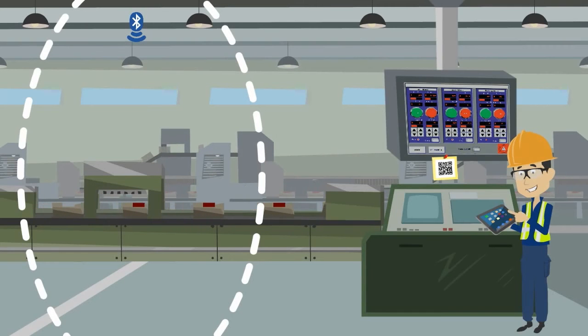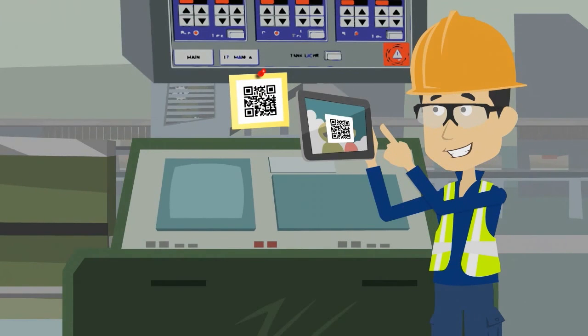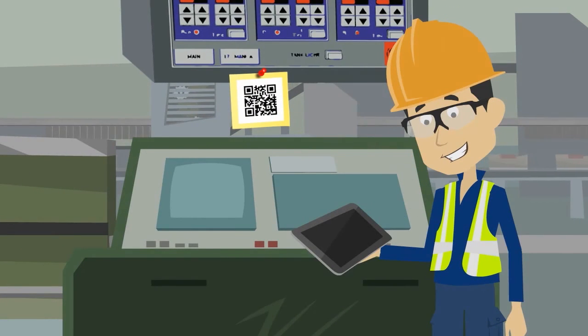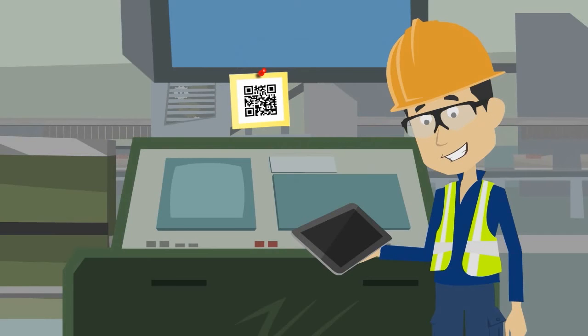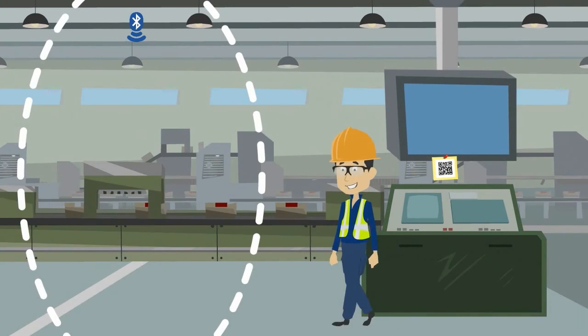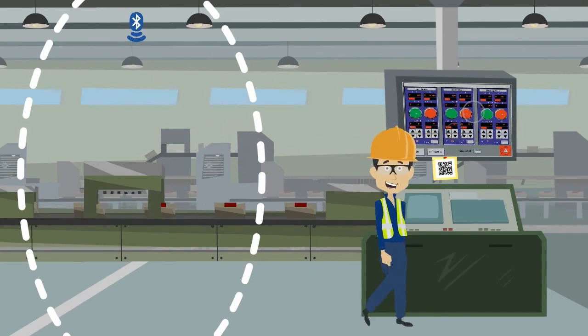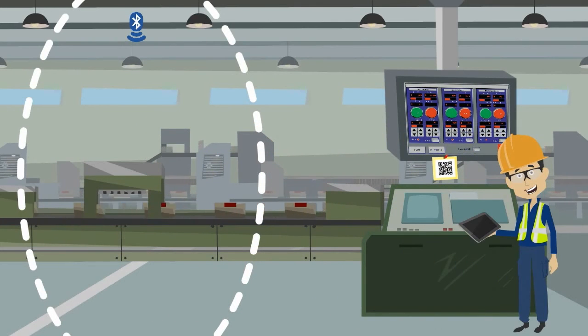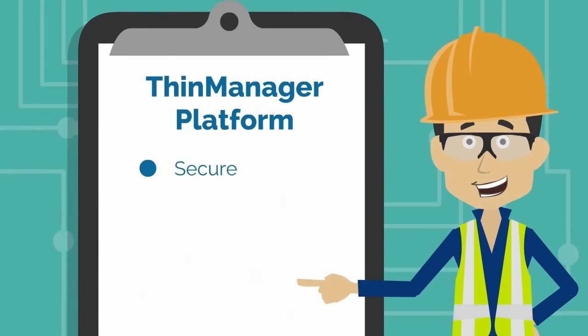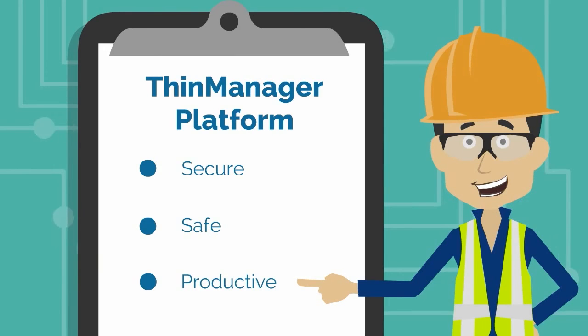Once authenticated with ThinManager's ITMC app on the iPad, Jim can now scan the QR code on the terminal and transfer the HMI from the terminal to the iPad and walk over to the line for a closer look when needed. If Jim leaves the designated Bluetooth area or logs out, the HMI simply transfers from the iPad and returns to the main terminal. Now that's secure, safe, and productive.